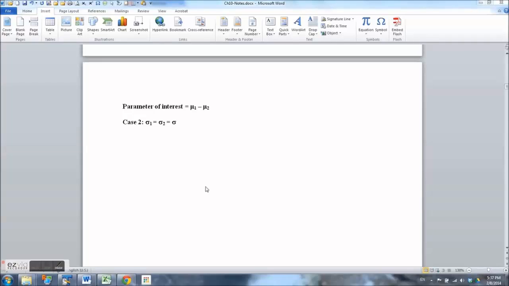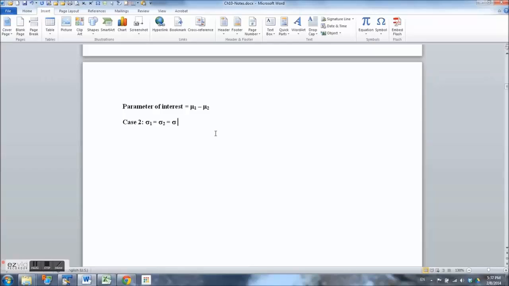Next, case 2, where the two population standard deviations are assumed to be equal. Our parameter of interest is still mu sub 1 minus mu sub 2, the difference between the two population means. In the previous example, we looked at a case when the variances are unequal. Now we have the case where the two variances or standard deviations are equal.